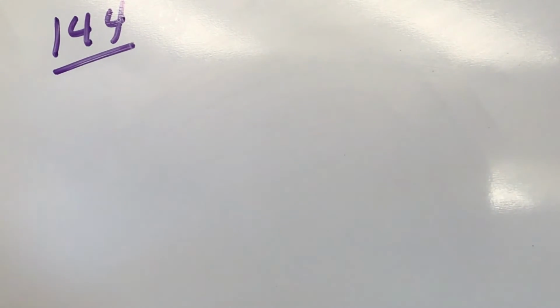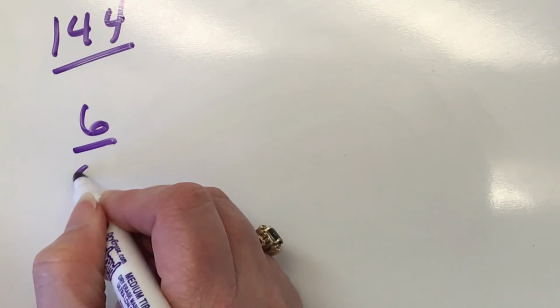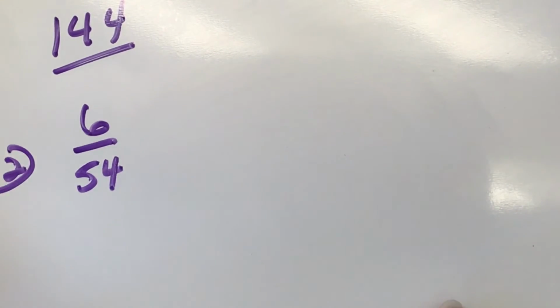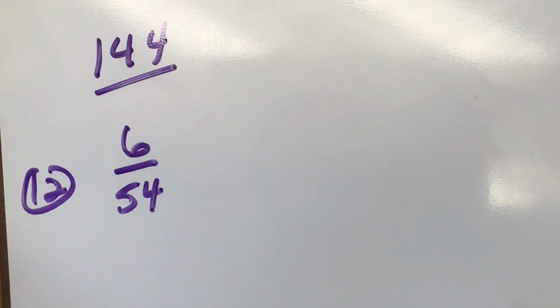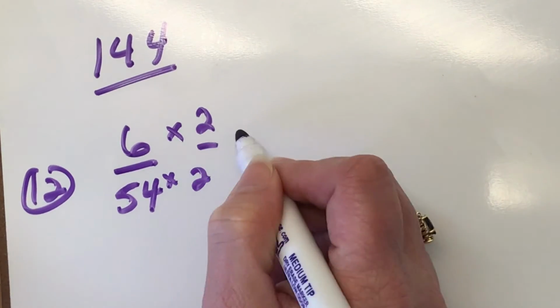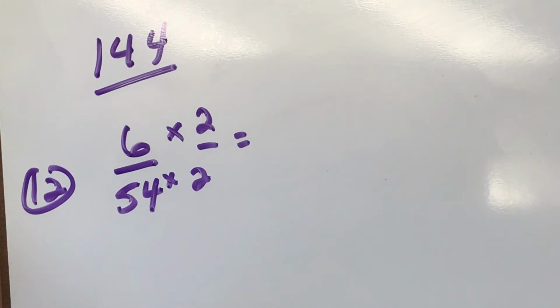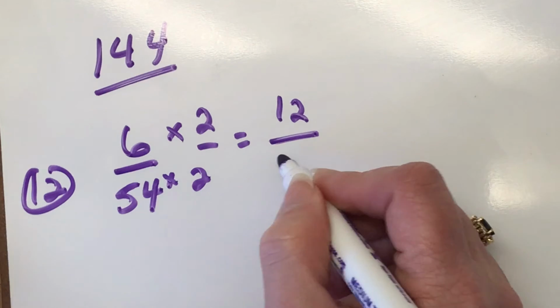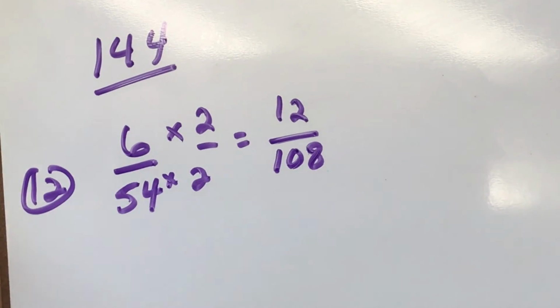Let's take 6/54, which is number 12. Okay, we're going to multiply one time, and we're going to divide. First, I'm going to multiply. I can multiply my numerator and my denominator by any number, as long as it's the same number. I'm going to pick 2. 6 times 2 is 12, and 54 times 2 is 108. So 6/54 is equivalent to 12/108.